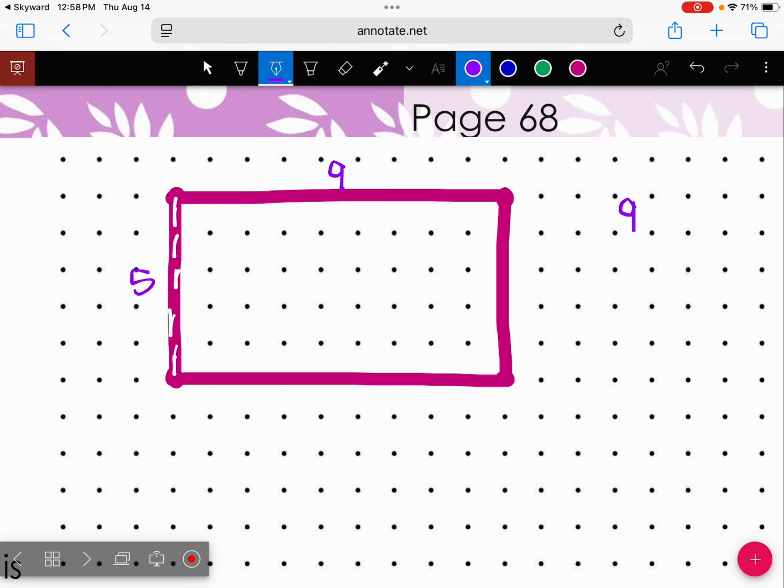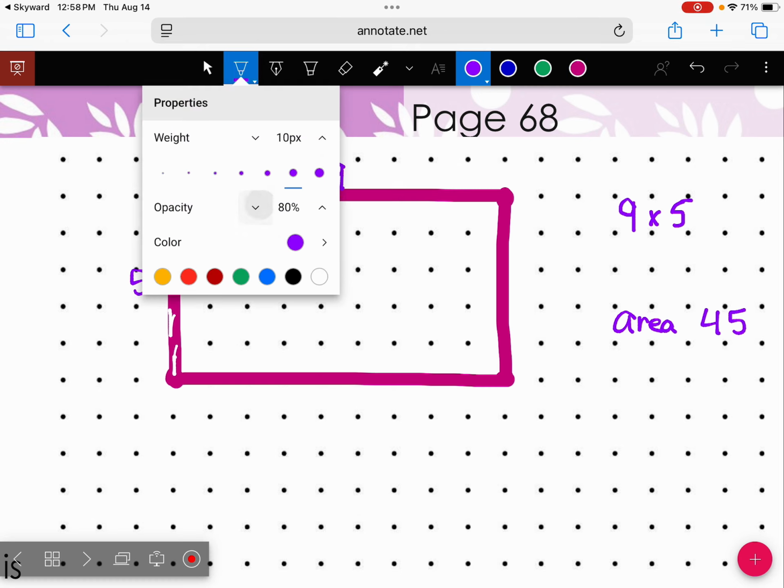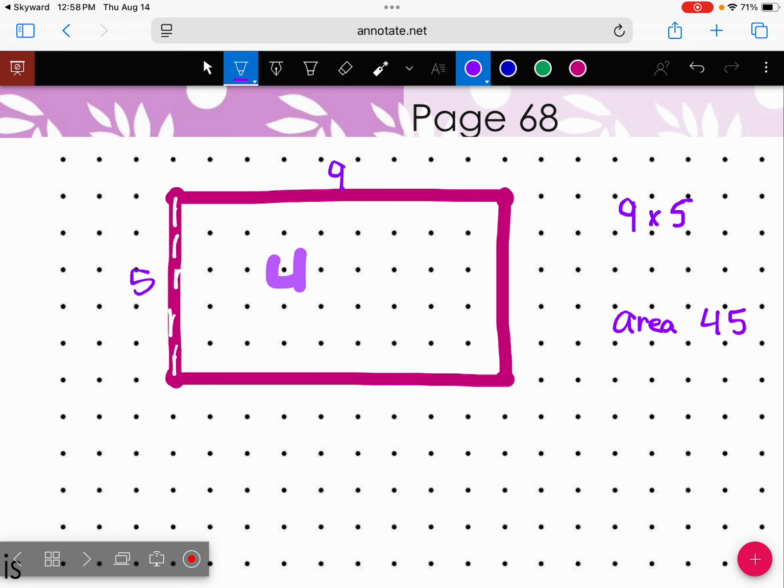So my rectangle, I'm just gonna write it over here, is 9 by 5. What is the area of my rectangle? 45. How do we know that? Height times width. So it has an area of 45. Find the area of your rectangle. Mine has an area of 45. What that tells me is inside here is 45. So inside is 45 for me.